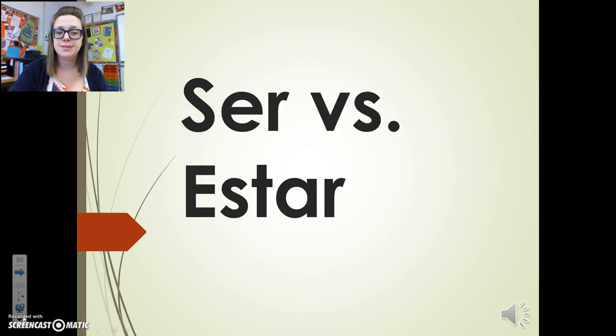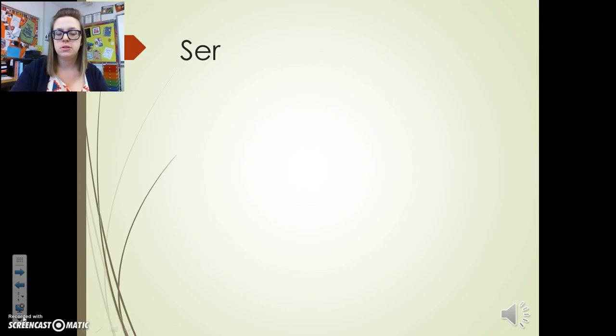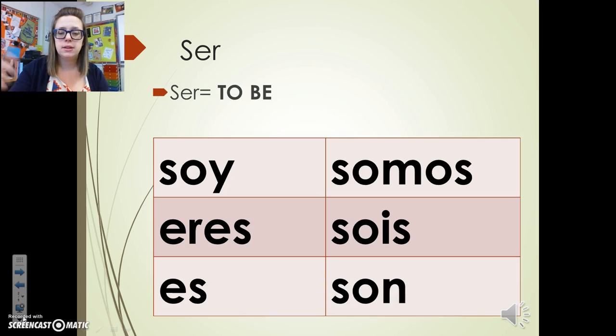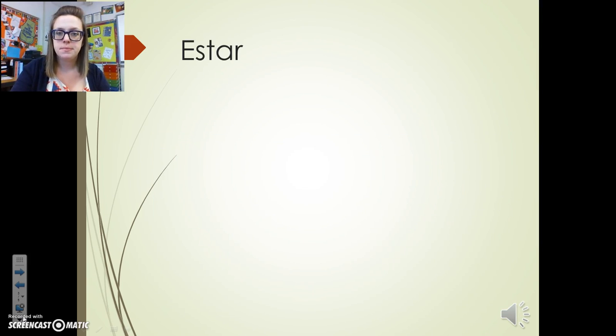This lesson is on ser versus estar. These are both verbs in Spanish. So, a review on ser. Ser means to be, and this is how it's conjugated. So, the yo form, soy, tú eres, él es, nosotros somos, vosotros sois, and ellos son. So, we know this chart, we know this verb. So it's I am, you are, he is, we are, etc. Okay? Then we already know the verb estar.